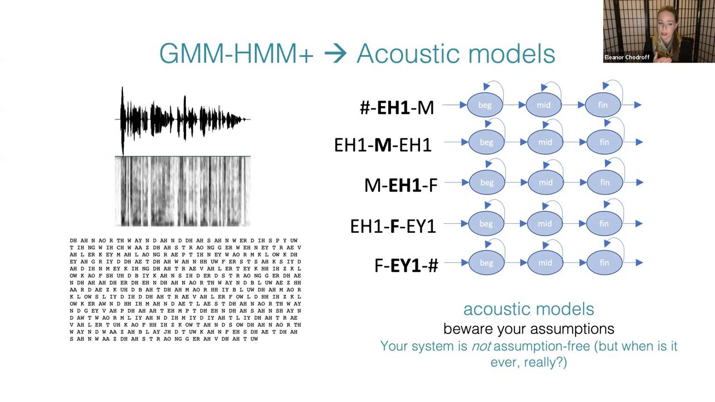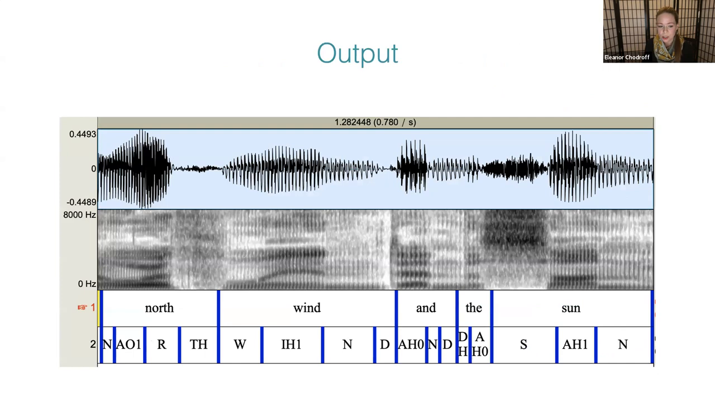The output should look something like this, where we have the North Wind and the Sun. The Montreal Forced Aligner does give Praat TextGrid outputs, which is awesome for us phoneticians who regularly use Praat. Though of course you can easily convert Praat TextGrids into standard CSV files or something. So yes, we've got all our boundaries here. It does a reasonably good job.